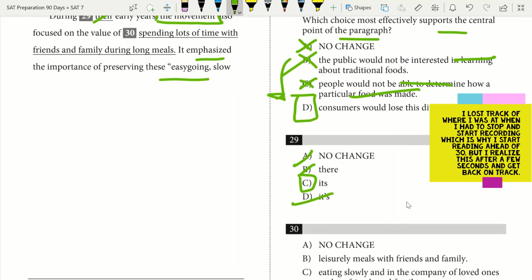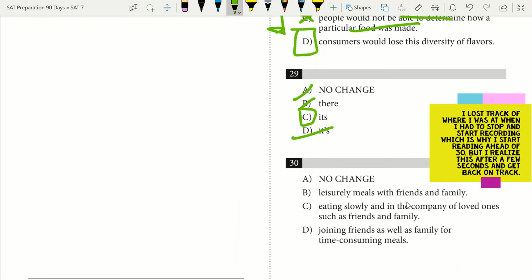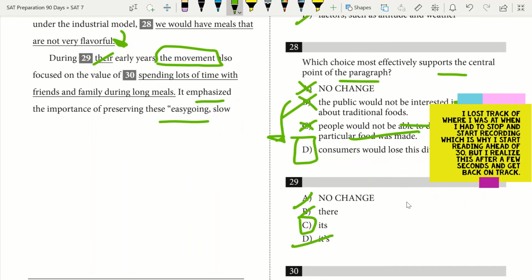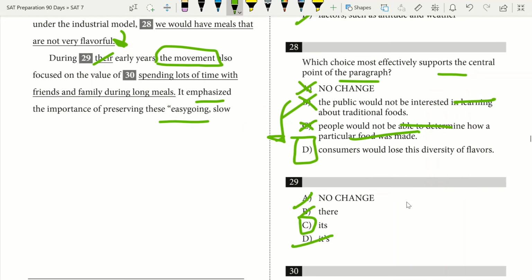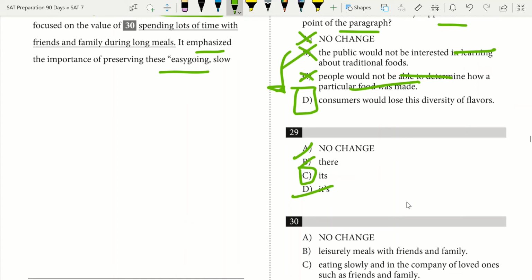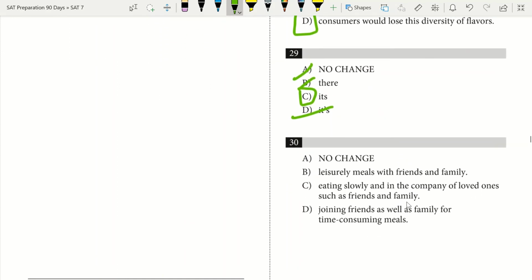So it talks about the importance of preserving these easygoing, focus on the value. Okay, focus on the value, spending lots of time with family and friends during long meals. Yes, we do go on to talk about that. Leisurely meals with friends and family, eating slowly in the company of loved ones. Okay, that's really, really inefficient and long. Joining friends as well as family, once again, long.